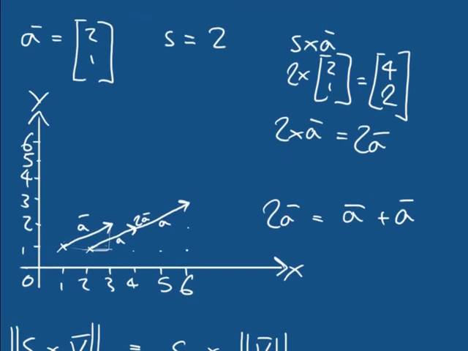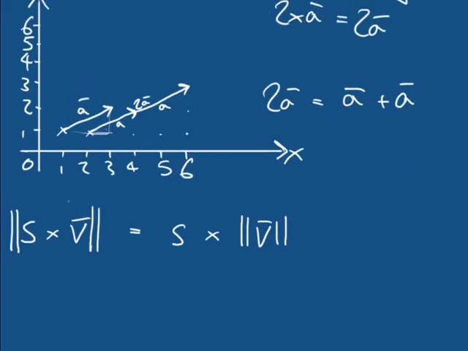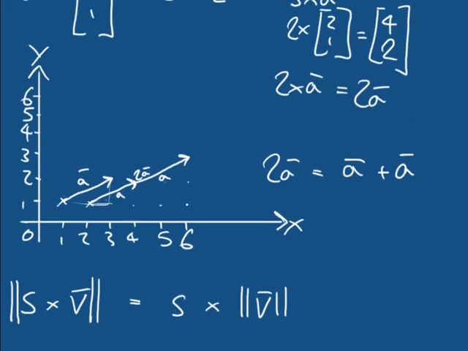But for what we're dealing with here, we can see that if we have a vector and we multiply it by a scalar, the length of the result is going to be equal to the length of the original vector multiplied by that scalar. So for example, here where we multiplied a by 2, the length of 2a is 2 times the length of a.